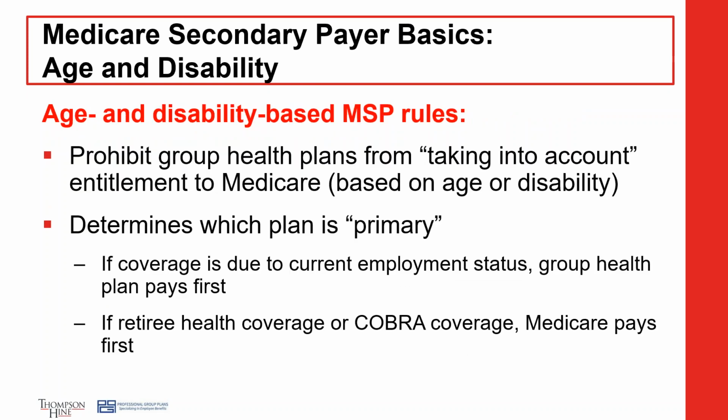And just as a sort of the big items here that we need to think about are that the age and disability-based Medicare Secondary Payer rules prohibit group health plans from taking into account entitlement to Medicare based on age or disability. So generally, we can't treat someone differently because they are eligible for Medicare. And they determine which plan is primary. So if coverage is due to current employment status, the employer plan pays first. If it's retiree health coverage or COBRA coverage, there's not current employment status, then Medicare can pay first.